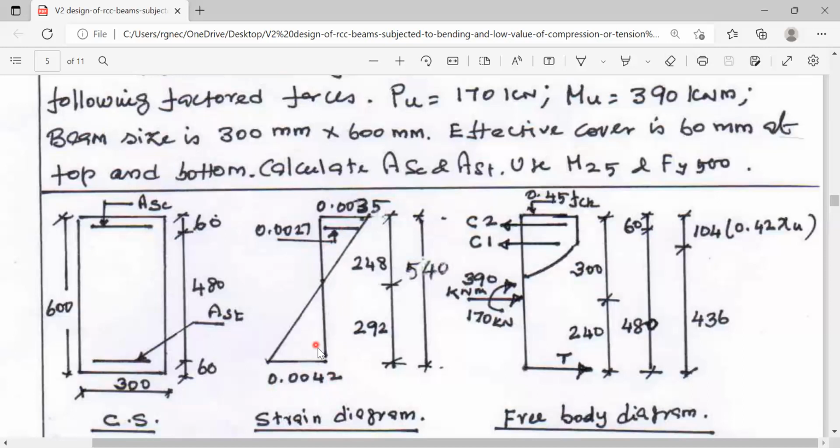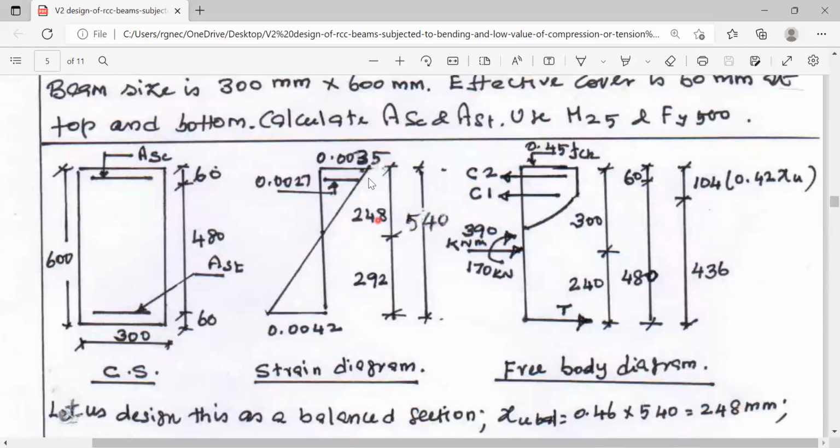By assuming these strain values, the depth of neutral axis works out to 248 mm. Once you assume these values 0.0035 and 0.0042, this is a balanced section. Here the grade of reinforcement is Fy 500. For the balanced section, it is 0.46 times effective depth. Effective depth is 60 plus 480, that is 540 mm, and 0.46 into 540 is 248 mm. This is the depth of neutral axis.